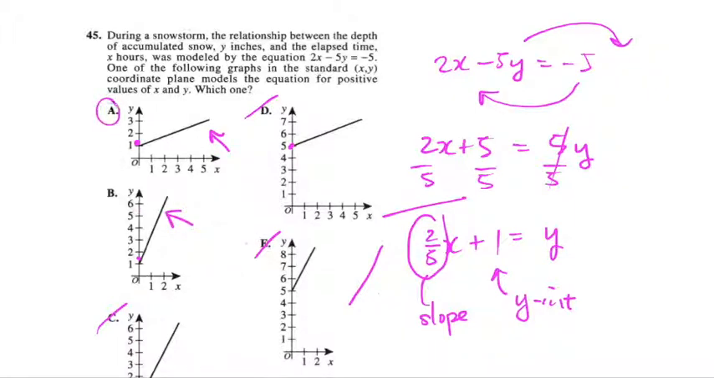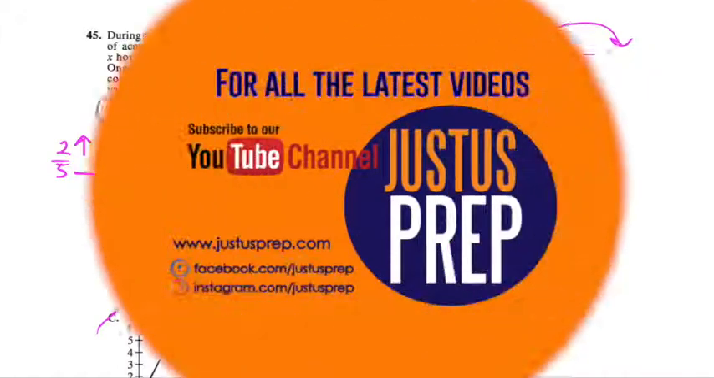The answer here is A, and we can test it because 2/5. Slope of 2/5 means that you are increasing by 2 every time you go 5 units laterally. So 1, 2, 1, 2, 3, 4, 5. A is our answer.